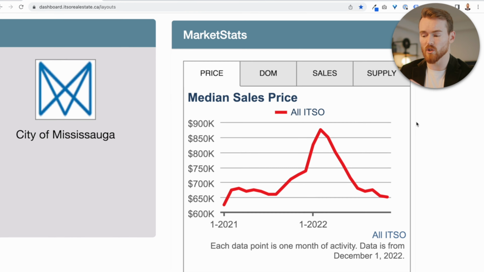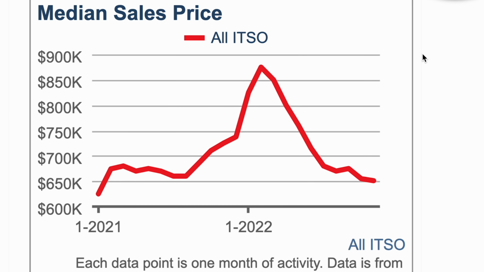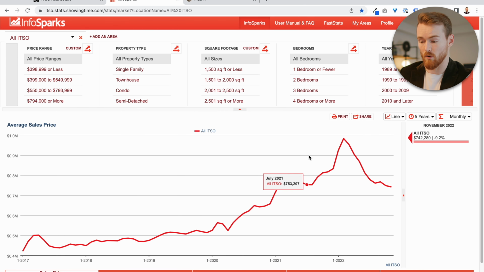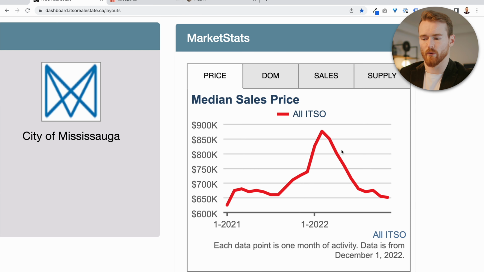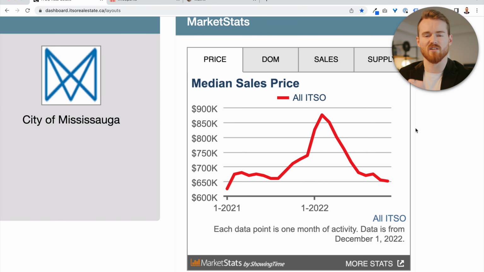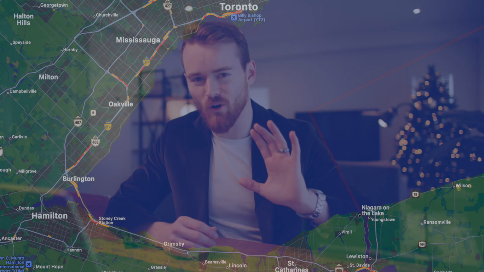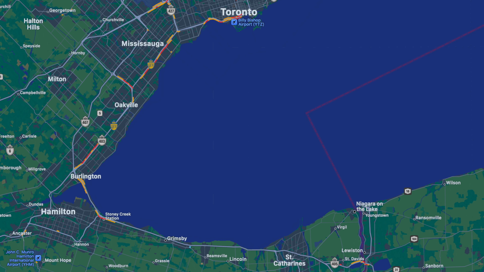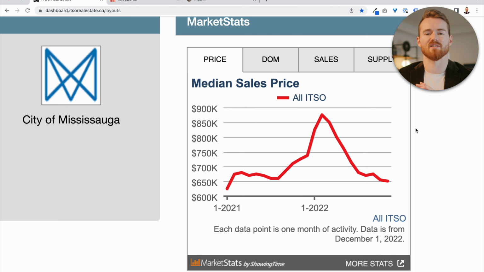So first and foremost, we're looking at something that says median sales price. Each month, I'm gonna be showing you this chart as well as charts like this one that's much more detailed, in-depth, all kinds of information. This chart right here, when it just says median sales price, all of ITSO, that's Information Technology Systems, and what that really means is Mississauga, Oakville, Burlington, Hamilton, Grimsby, Niagara, all the way through to Fort Erie. This is collecting data from about 18 boards. And this is just gonna give us the high-level overview of our market in general.